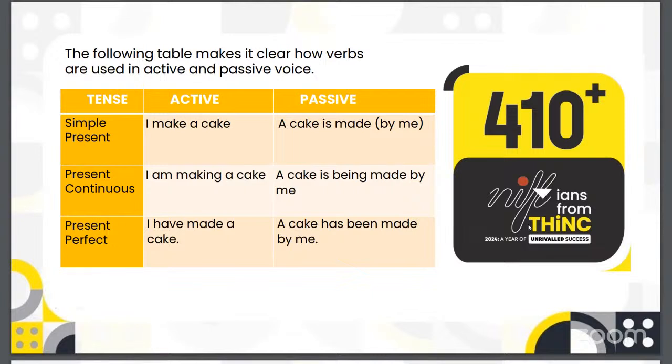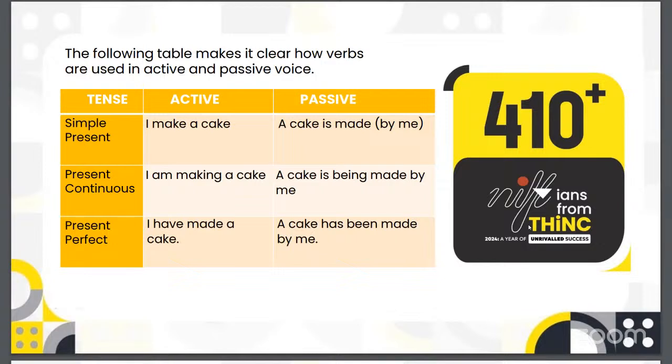Then when you change it into passive voice, it will be a cake object. This object becomes the subject in passive. So cake is the object in active voice. It becomes a subject, a cake. And the simple present tense, you have to use the auxiliary verb. So cake is singular and present tense. So you have to use is.